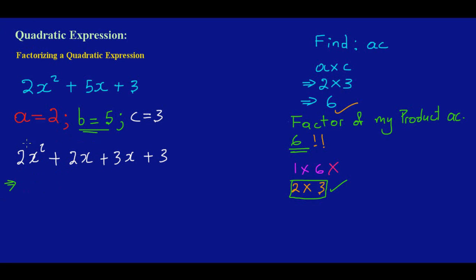We have split this, so I'm going to group the first two terms, and then I'm going to group the second two terms. Okay, so I'm asking myself now, what is common to 2x squared and 2x? And 2 is common, so I can take out my 2, and also x is common. Okay, good. So I have a common 2x there.